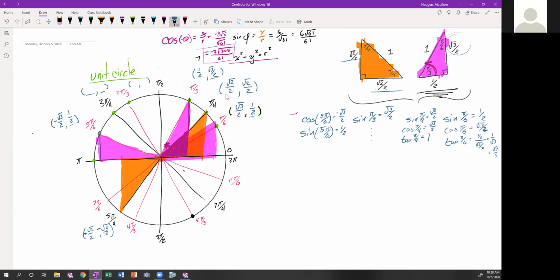What about quadrant 4? What about quadrant 4? Which one do you want to do in quadrant 4? You want to do the 5 pi over 3, the 7 pi over 4, the 11 pi over 6? 7 pi over 4? 7 pi over 4, okay. The 7 pi over 4, it's the pi over 4s, so it's going to be that orange triangle. Does look like stained glass.